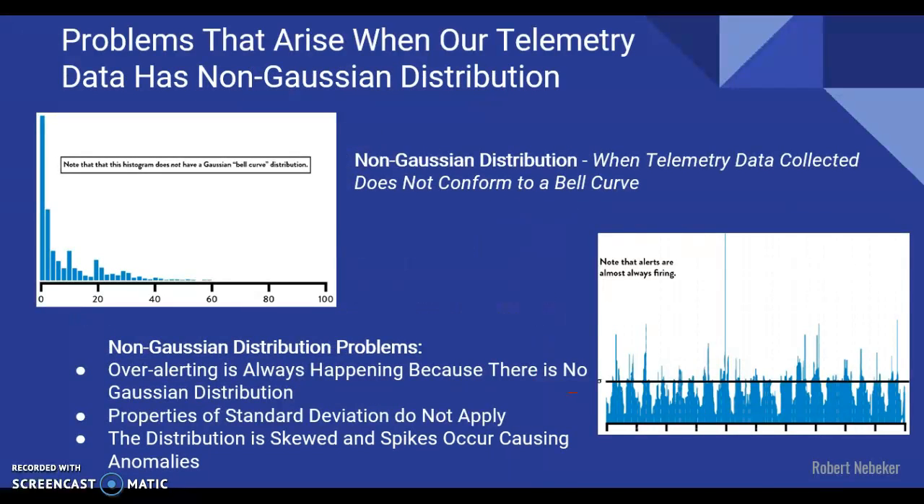Some of the problems with telemetry data: sometimes you don't have a normal bell curve for a standard deviation, and that makes it difficult because you'll have alerts that aren't really needed. In other words, you're over-alerting. The other component is that, from a statistical basis, the properties of standard deviation don't actually apply when you don't have a bell curve. When the distribution is skewed or spiked, it also makes it hard to detect these anomalies.